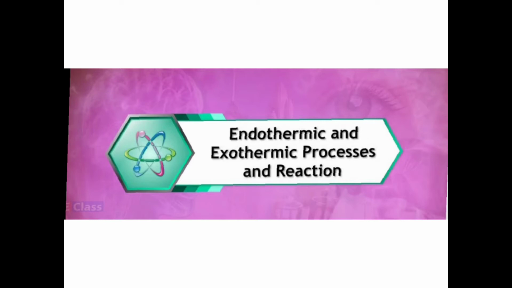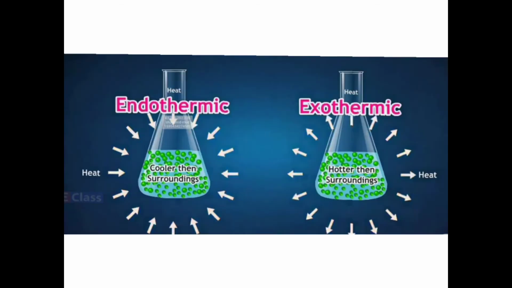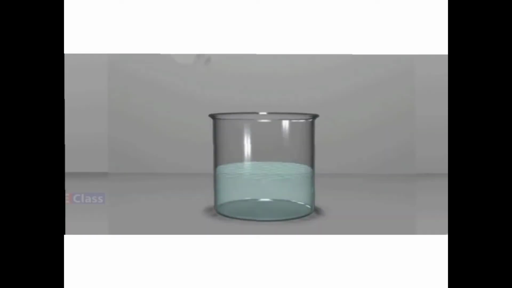In the endothermic process, heat from the surrounding is taken, and in the exothermic process, heat is given out from the substance. So these are the basic things. Reactions either absorb or give out heat. Now let us have the examples of it.